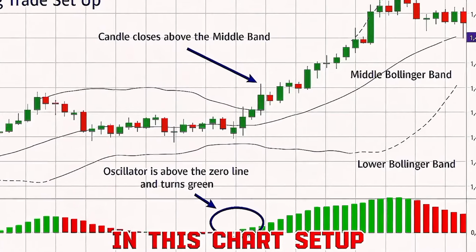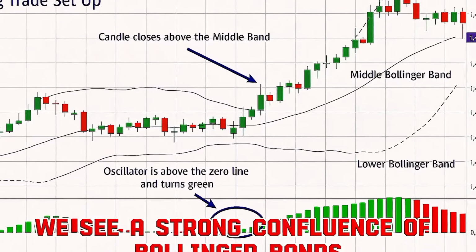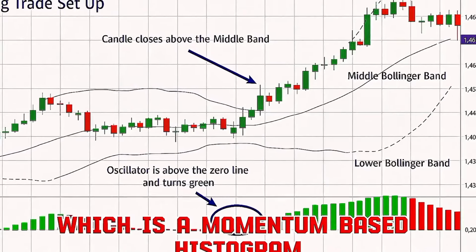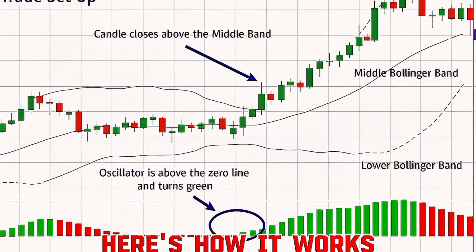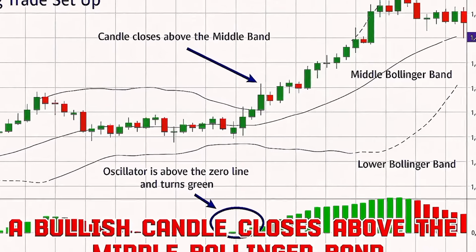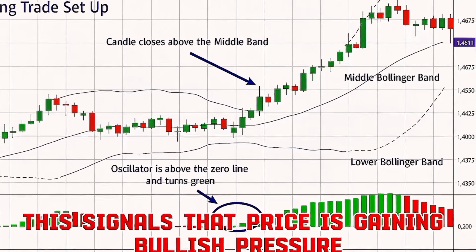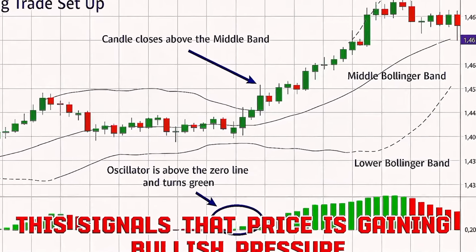In this chart setup, we see a strong confluence of Bollinger Bands with the Awesome Oscillator, which is a momentum-based histogram. Here's how it works. A bullish candle closes above the middle Bollinger Band, which acts as a dynamic moving average. This signals that price is gaining bullish pressure.